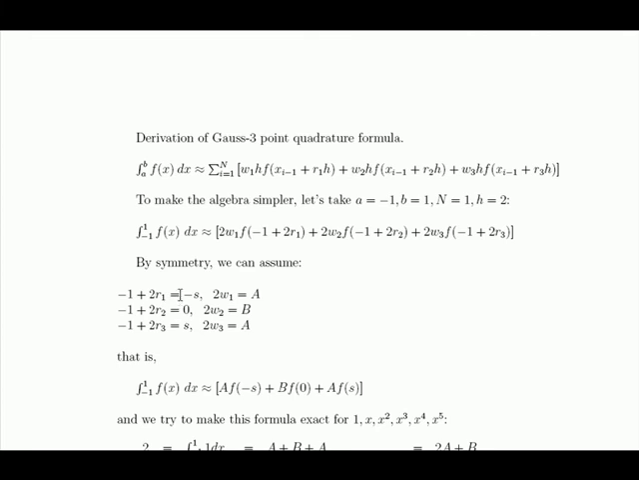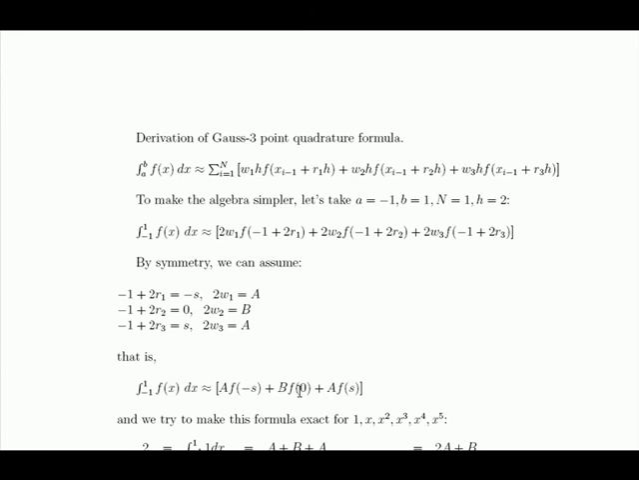So we're going to assume that the sample points -1 plus 2 Ri are going to be -s, 0, and s. And once we've assumed that the sample points are symmetric around the middle point 0, there's no reason why the first and last weights won't be the same. They don't need to be the same as the middle one. So we're going to assume that our quadrature rule has the form a f of -s plus b f of 0 plus a f of s. In other words, assume that the first and last have the same weights and their opposite sample points, and the middle one is right in the middle.